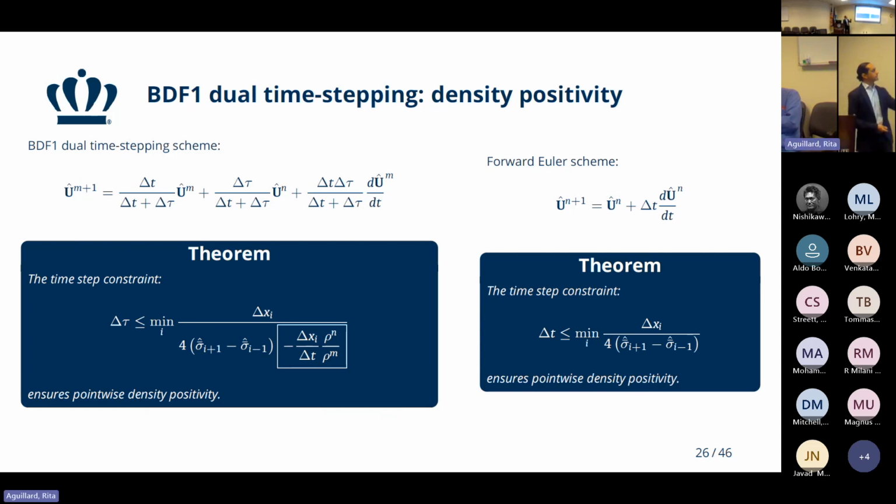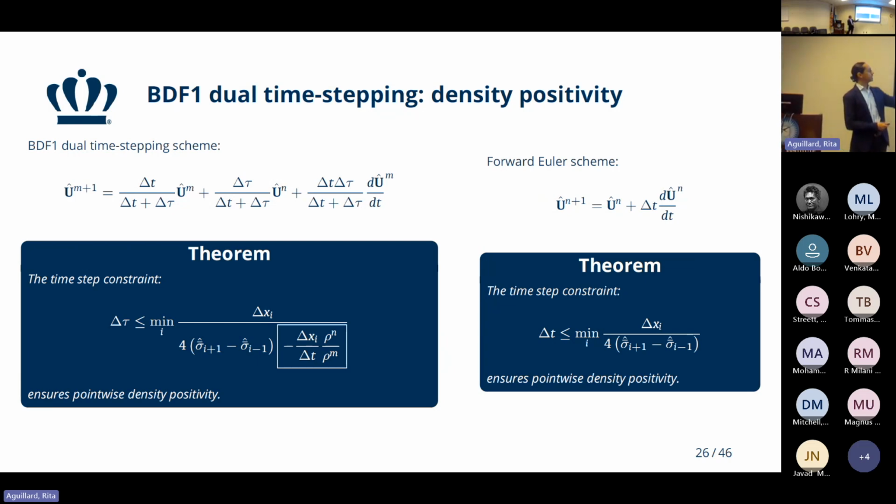So here's the first example with BDF1. For example, we have this update formula. It's just a little bit longer than forward Euler's because we have additional terms in there. And on the right side, we have the forward Euler scheme. And I want to focus first on the right-hand side. We have the density positivity bound on the time step, which comes from the previous work.